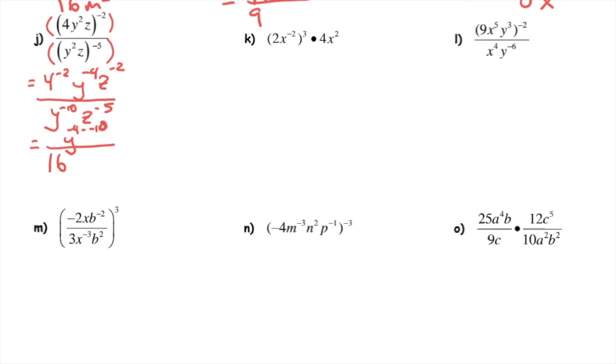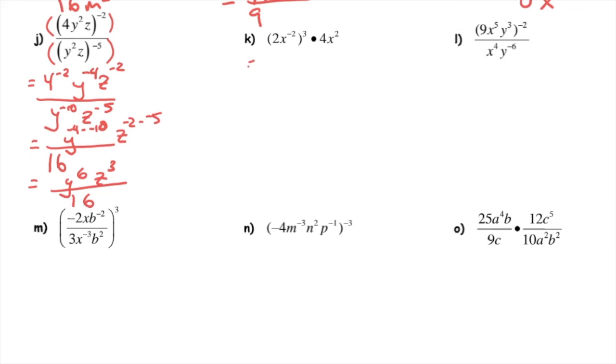And then up here in the numerator, z to the negative 2 divided by z to the negative 5 is going to be z to the negative 2 minus negative 5. And I'm going to pay very close attention to the fact that I'm subtracting a negative. So when I say y to the negative 4 minus negative 10, that's going to be negative 4 plus 10, or y to the 6th. z will be negative 2 minus negative 5, or z cubed.